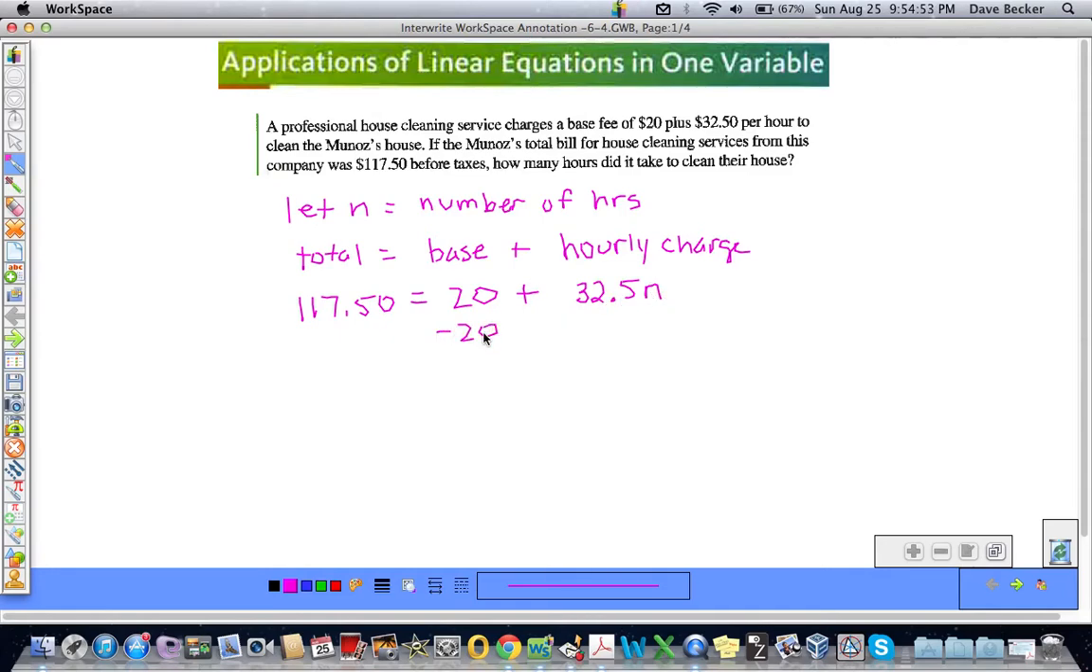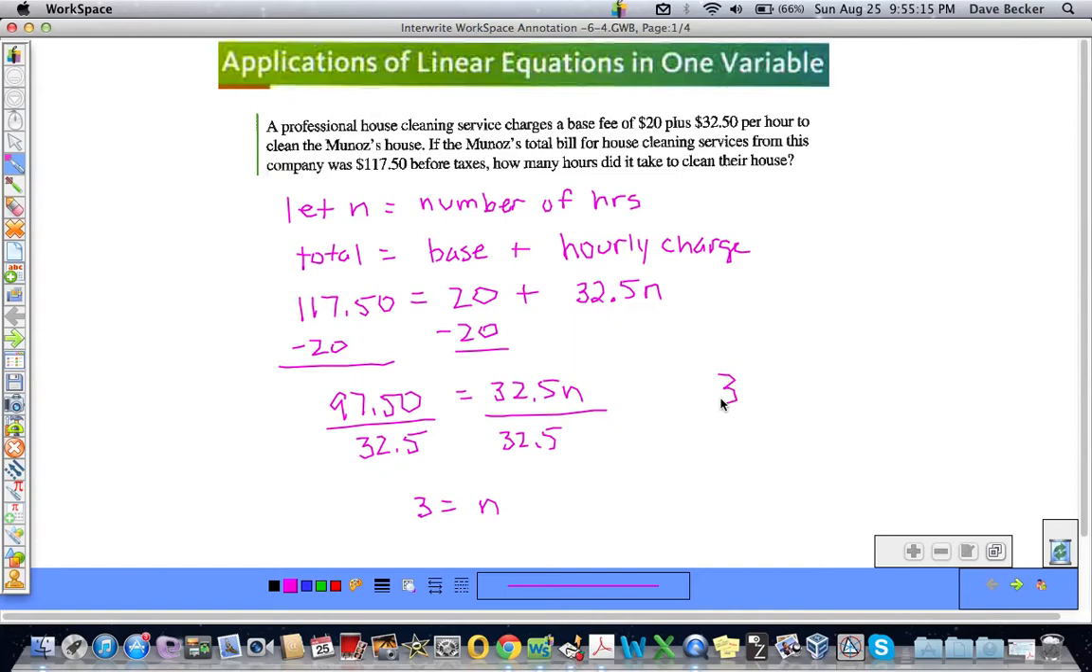So then we have a very simple equation to solve here. Subtract 20, you get 97.50. That's going to equal 32.5n. Divide both sides by 32.5, easy peasy pumpkin pie, and we get n equal to 3. So it took 3 hours to clean.